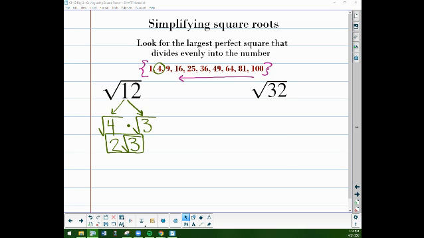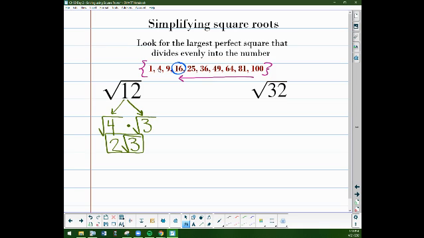Okay, then I go down to my next one. Does 16 go into 32? Well, 32 divided by 16 is 2. So that means 16 is my perfect square, the largest perfect square that divides evenly into 32. So I'm going to split 32 into its perfect square, which is square root of 16, and the not perfect square that 16 multiplies by to get 32. So 16 times 2 is 32.